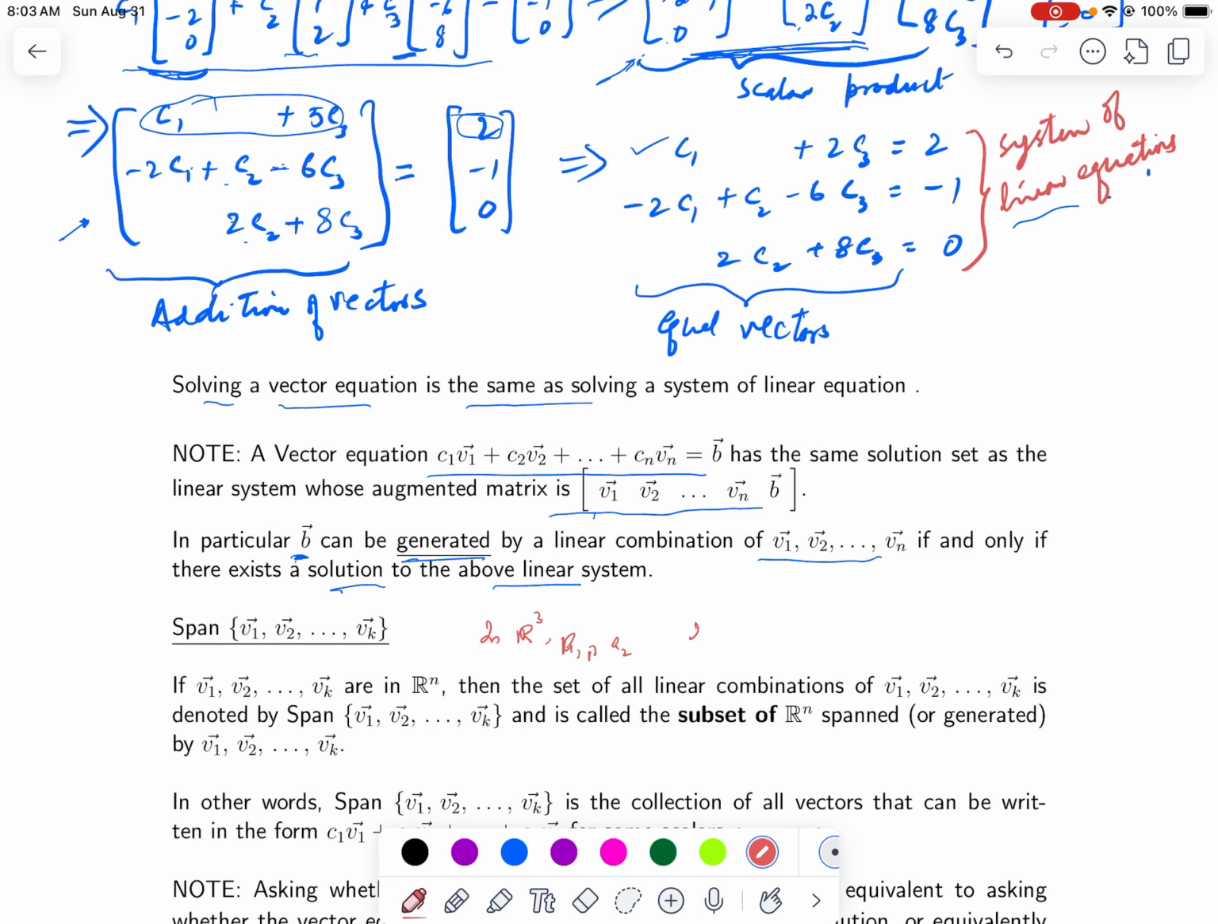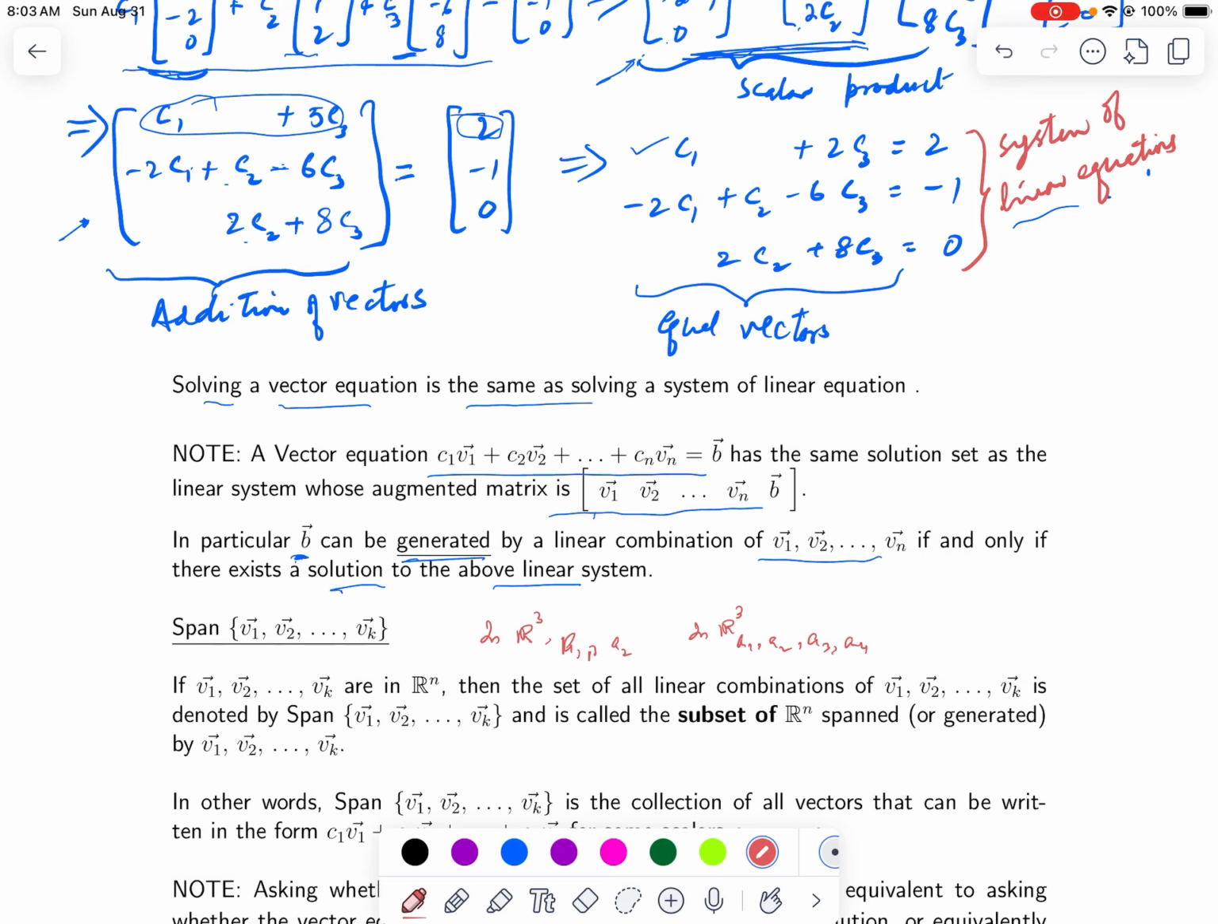If in R3, I'm looking at a1, a2, a3, then I have three vectors, so k is also 3. But if I'm looking at a1, a2, a3, a4, then I have four vectors, k is 4 while n is 3. So they can be different. They don't have to be the same. They can be the same or they can be different.